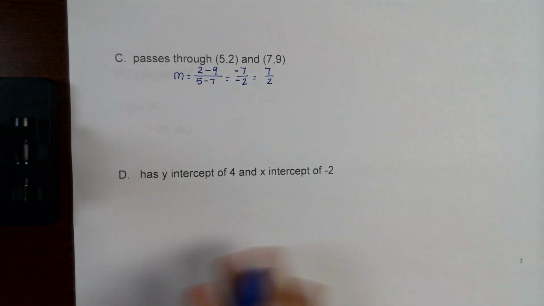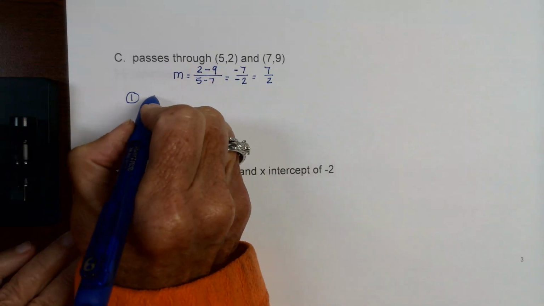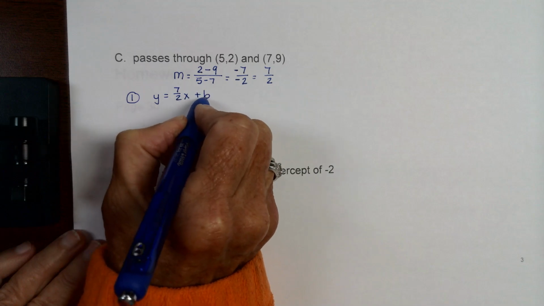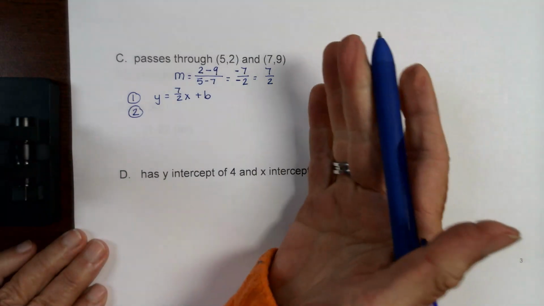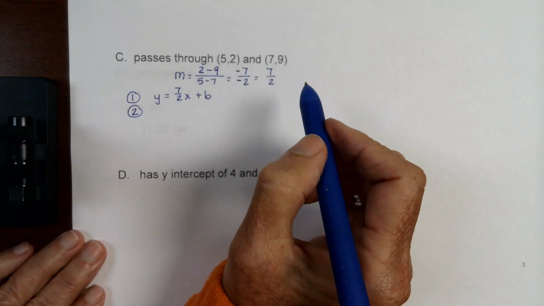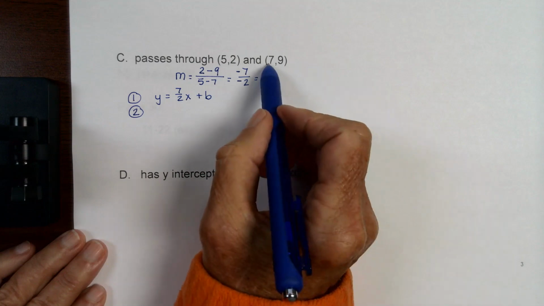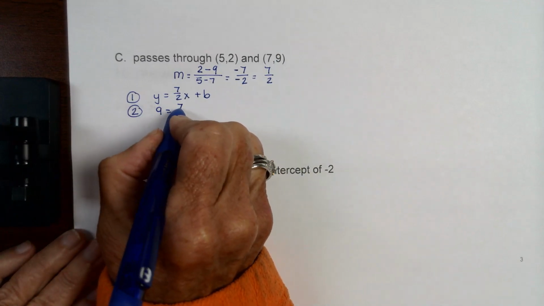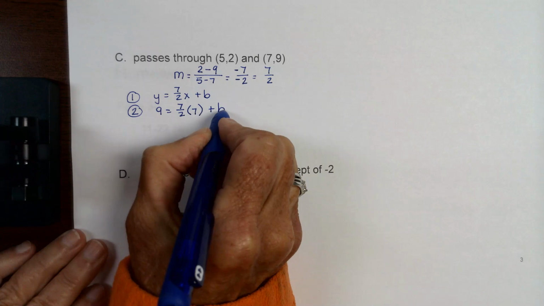So now I do the exact same thing that I was just doing. First thing I do is I plug in the slope. So I have y is equal to 7 over 2x plus b. The second thing I do is I plug in one of these x's or y's. It doesn't matter which one I use. I think I'll use this one because I think it'll come out easier. So I have 9 is equal to 7 over 2 times 7 plus b.